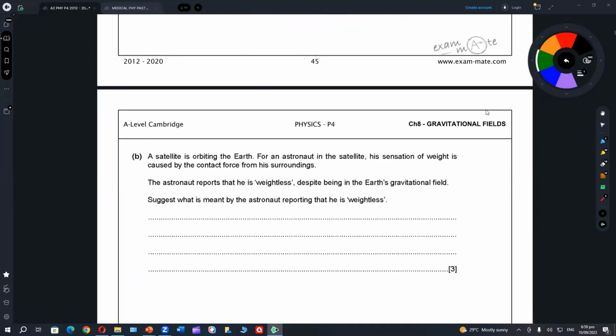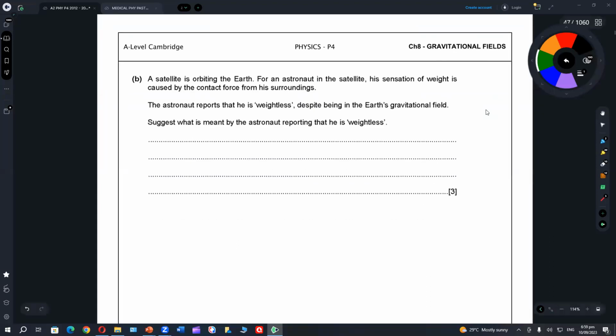A satellite is orbiting the Earth. For an astronaut in the satellite, his sensation of weight is caused by the contact force from his surroundings. The astronaut reports that he is weightless, despite being in the Earth's gravitational field. Suggest what is meant by the astronaut reporting that he is weightless.